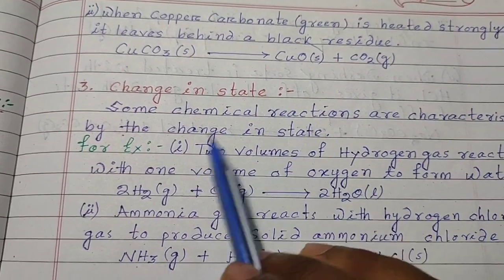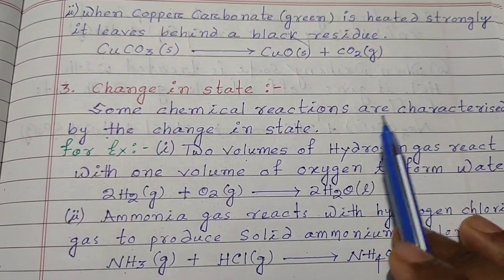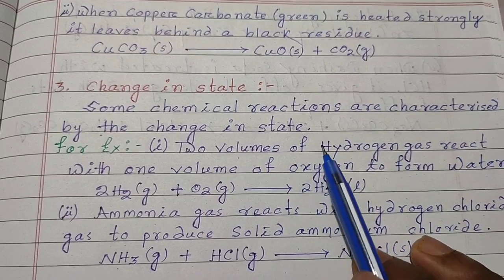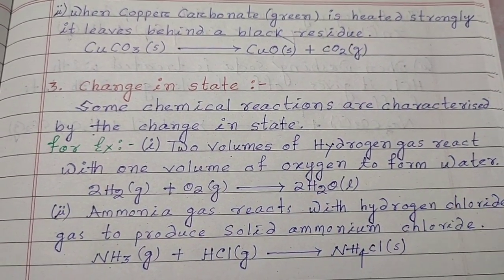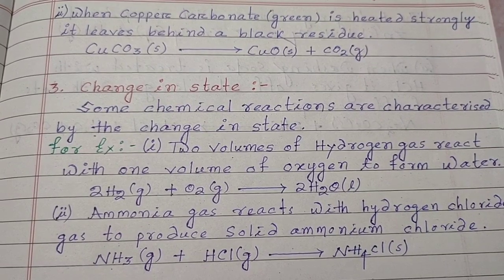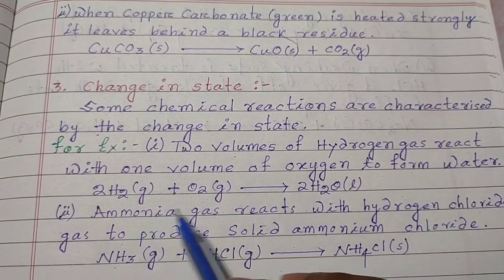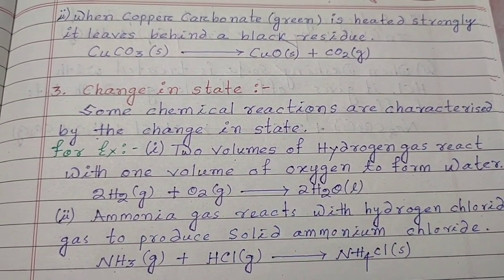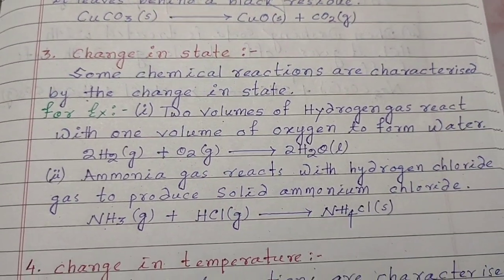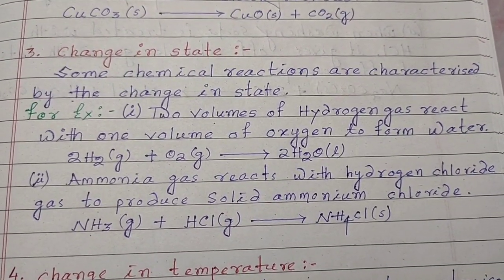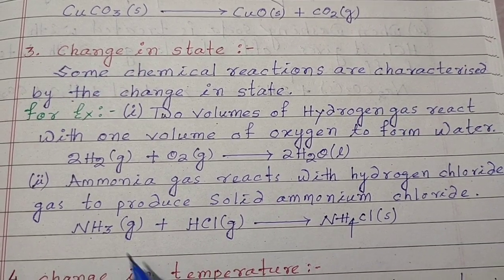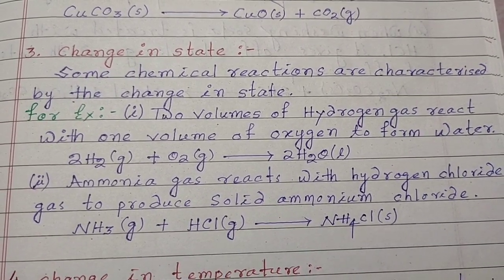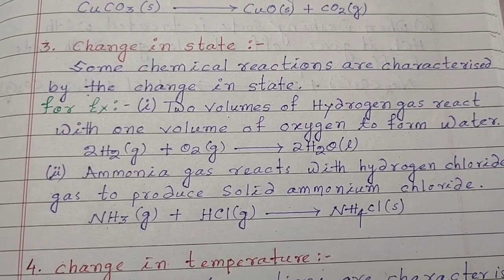Next, change in state. Similarly, some chemical reactions are characterized by a change in state. First example, 2 volumes of hydrogen gas react with 1 volume of oxygen to form water. 2H2 plus O2 gives 2H2O. Second example, ammonia gas reacts with hydrogen chloride gas to produce solid ammonium chloride. NH3 plus HCl gives ammonium chloride, NH4Cl.